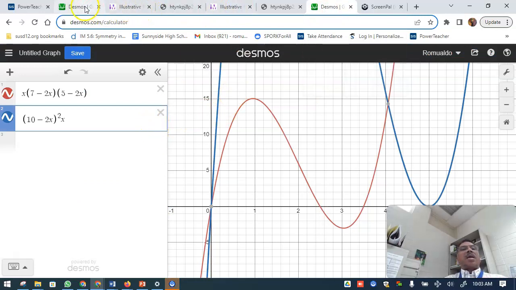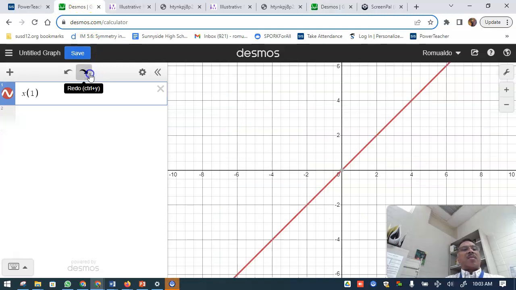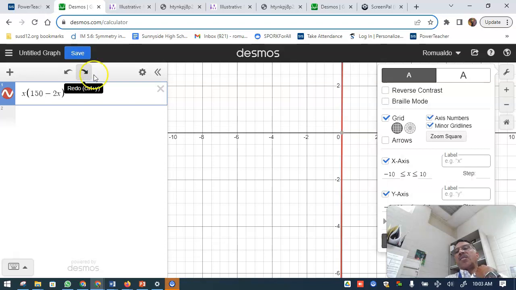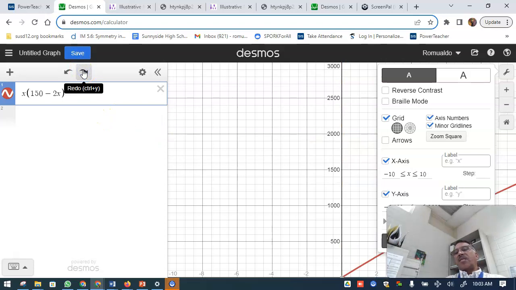Did I do it right here? Maybe. Okay, here. Suppose this is a function: 150 minus 2x. There you go. And you can see on the right side there is already a graph which you have to adjust. You have to go to the settings, and I'm trying to set the y there.